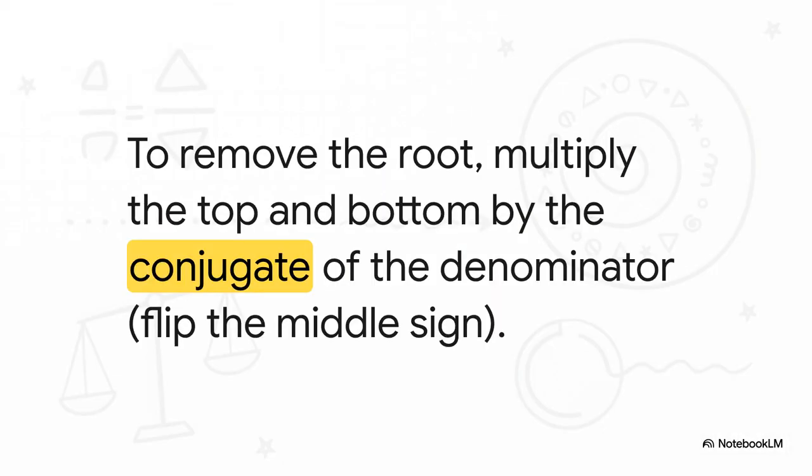So how do we do it? We use something called the conjugate. And all that is you take the denominator and you just flip the sign in the middle. So for 2 plus root 3, the conjugate is 2 minus root 3. Simple, right? And the magic happens when you multiply them together. You get that old difference of squares formula, a squared minus b squared, and poof, the square root disappears. It's a fantastic little trick.